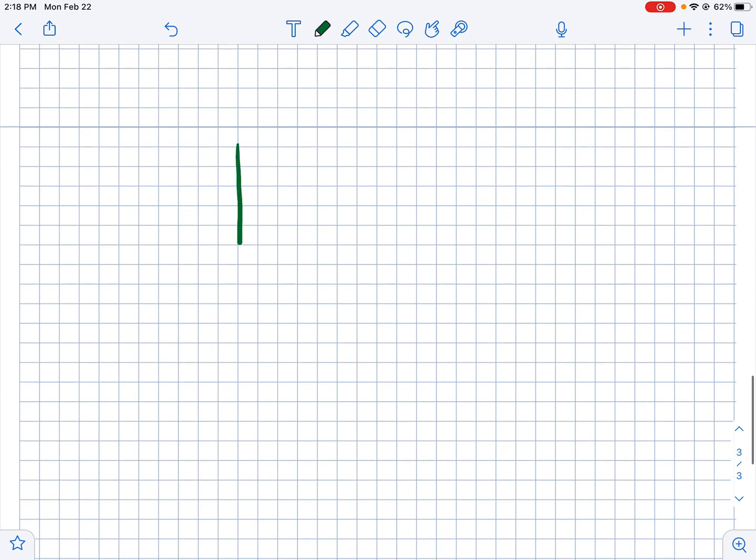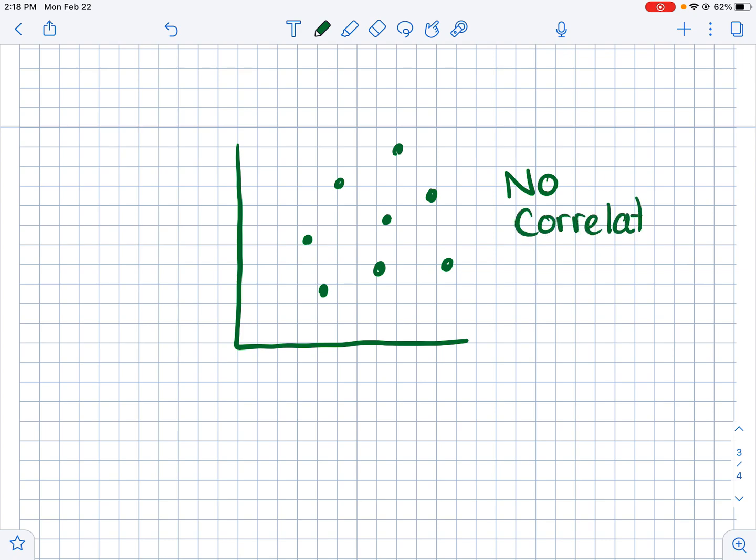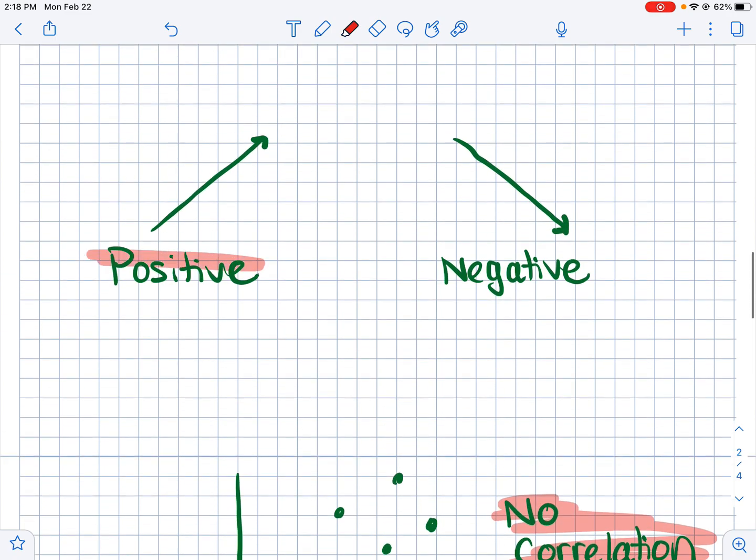And sometimes you could have a graph with no correlation. If your points are everywhere, like a circle, we would call this no correlation. So we have no correlation, positive correlation, and negative correlation.